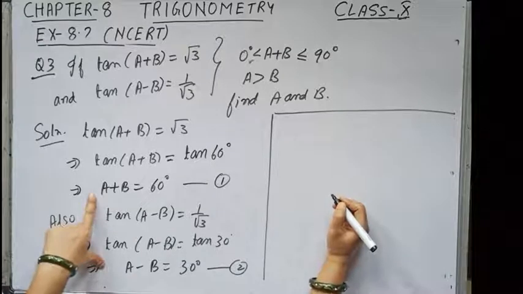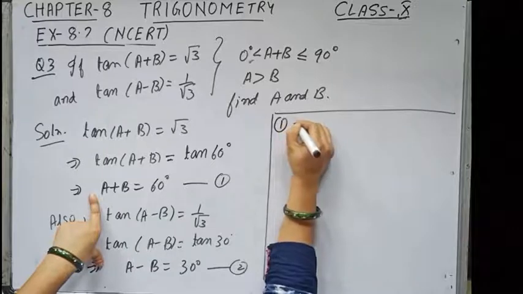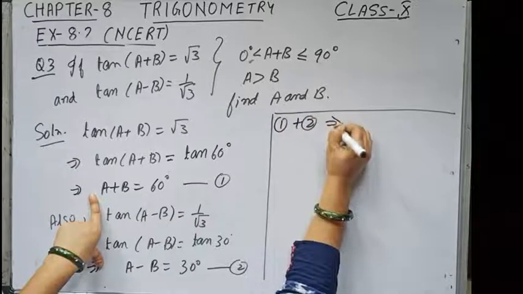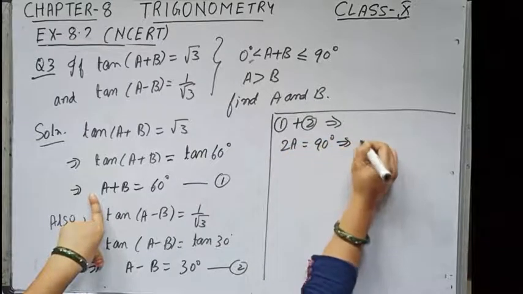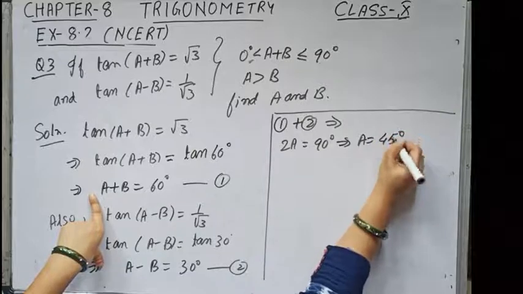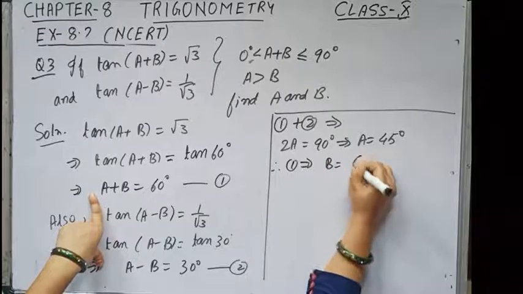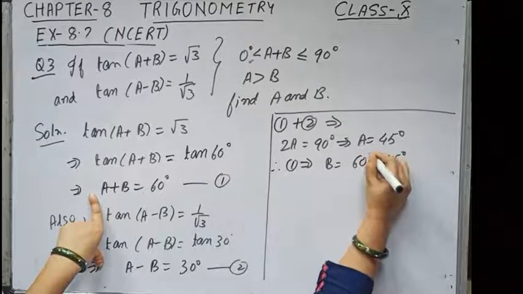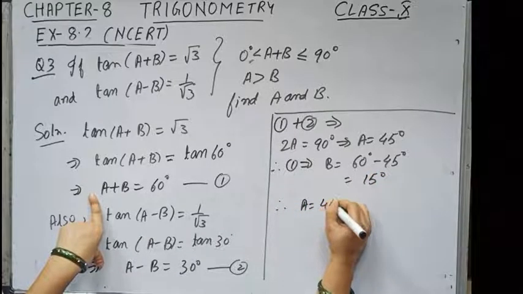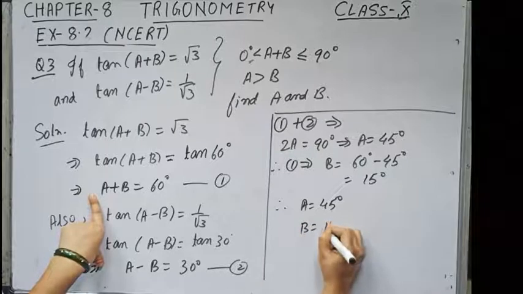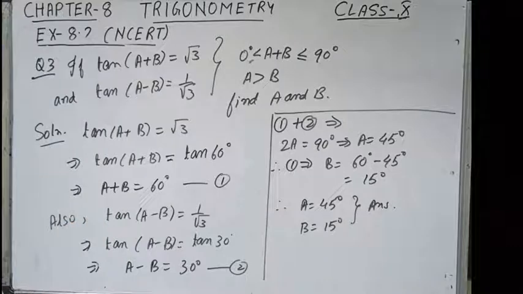Now over here we can add or subtract 1 and 2 to get the value of a and b. So I am adding it. 1 plus 2 implies, so if I add it, twice a equals to 90 degree implies a equals to 45 degree. Therefore from 1 implies b equals to 60 minus 45 equals to 15 degree. Therefore a equals to 45 degree and b equals to 15 degree, and this is the answer.